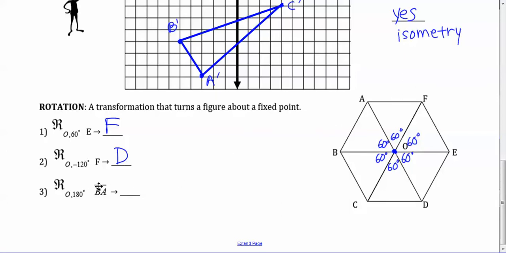Last one, and this is an entire line segment, so I'm going to do one point at a time. I'm going to rotate 180 degrees around the center of rotation O. So point B is here. If I move 180 degrees around the center, so counterclockwise, 180 degrees, I'm going to end up at E. And if I have the point A and I rotate 180 degrees around, I'm going to end up at D. So B gets mapped to E and A gets mapped to D, so the line segment BA is going to get mapped to line segment ED.